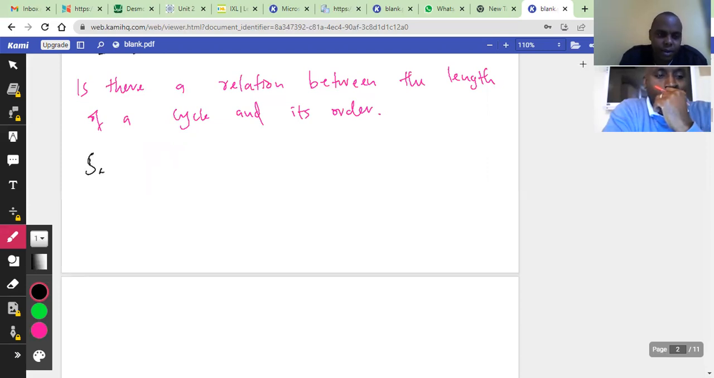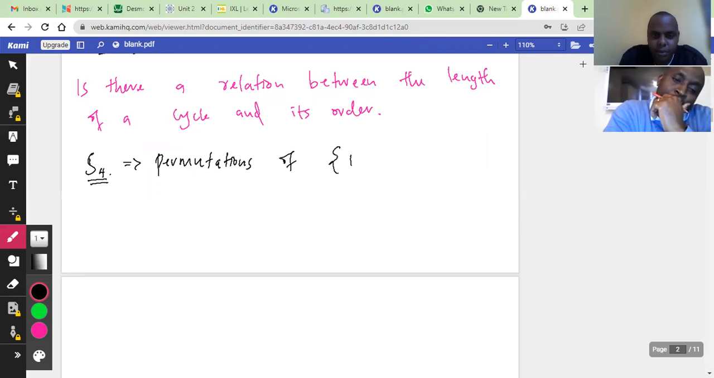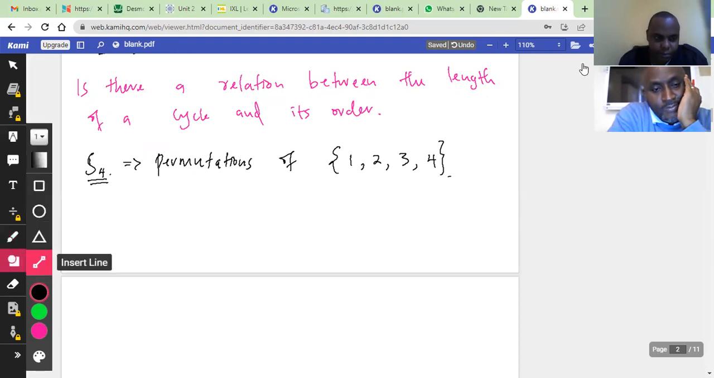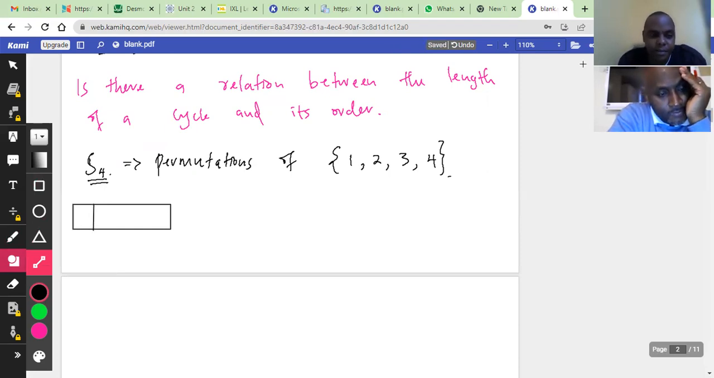S4, let us try to construct it. S4 is permutations of the set 1, 2, 3, 4. We could decide to come up with partitions. I'm just trying to cut a corner because I'm not willing to come up with 24 elements.